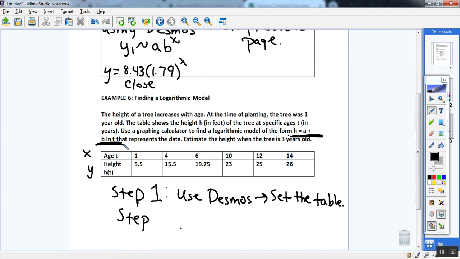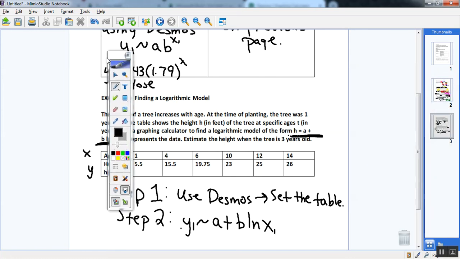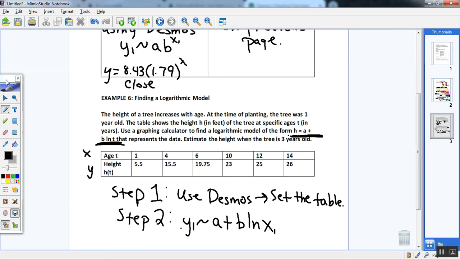Now understand this, again, we're looking for parameters A and B. You need to understand, again, T is like the X and H is like the Y. So your step 2 for my approximation, you're going to type in Y1 is approximately A plus B ln of what? Here's what you need to type in. Make sure you're typing Y1, and make sure you're typing X1.